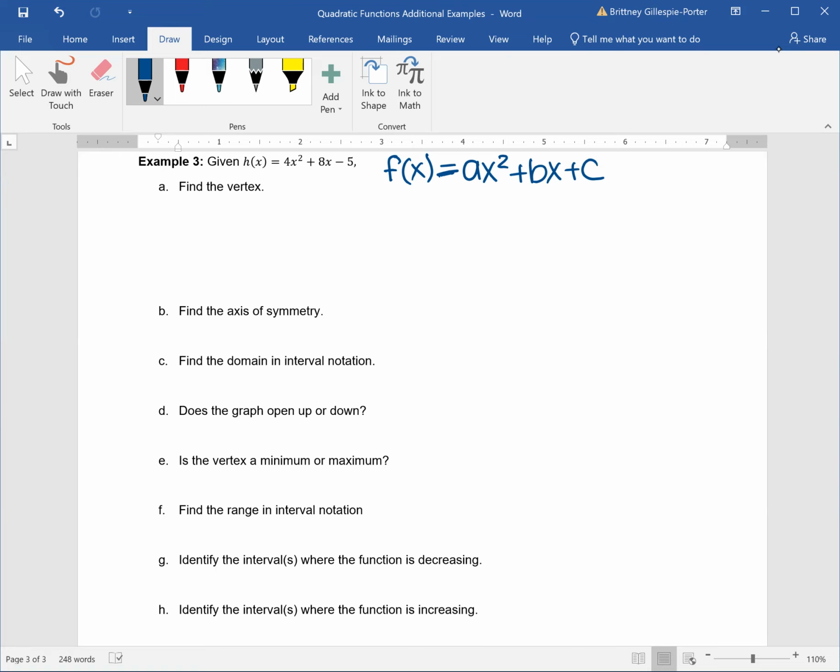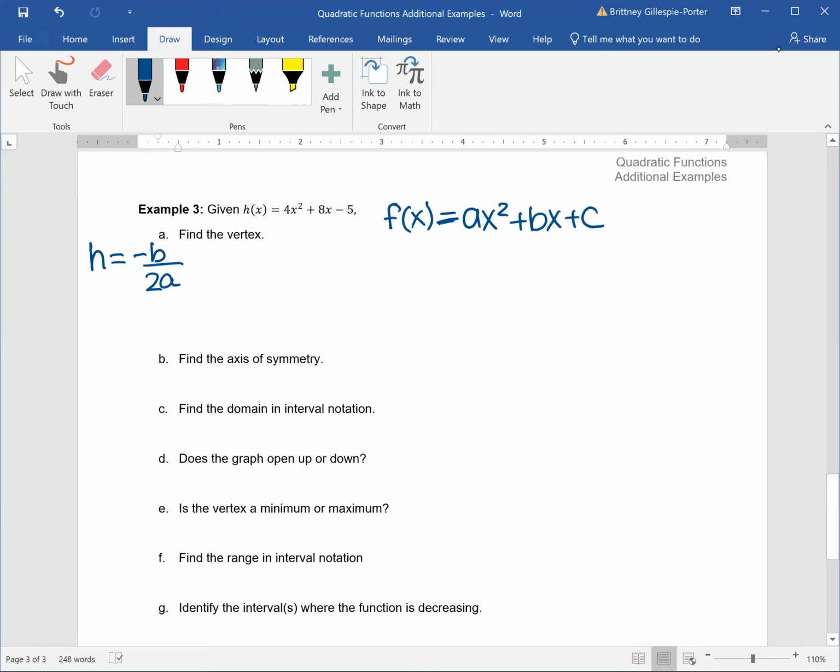In our function that was given, a is 4, b is 8, and c is negative 5. You keep the sign with it. So here, when we're plugging in for h, we're going to have the opposite of b, so the opposite of 8, all over 2 times a, which was 4.